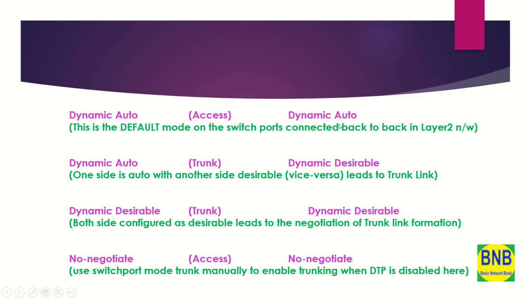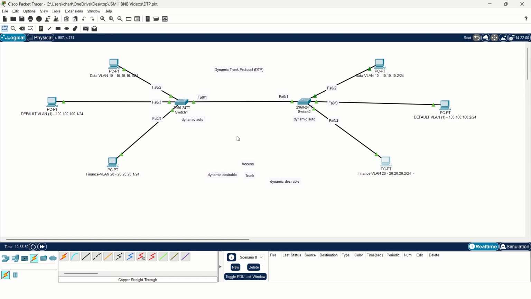So that's it. This is what I'm trying to explain here. When it is dynamic auto and dynamic auto, it is going to be an access link. Where if it is dynamic auto and dynamic desirable, then it is going to be trunk and no access. If it is dynamic desirable and dynamic desirable, then it remains in a trunk link as well. So the VLANs can communicate, the VLAN information can be carried across this link. As you know, the trunk link is used to carry multiple VLAN information.